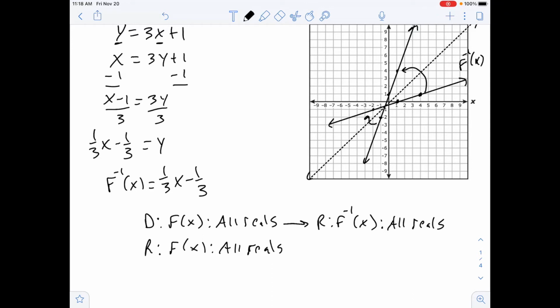So whatever the domain is of the original function f of x, that is going to be the range of the inverse. So you don't even have to find the inverse to determine the domain and range.